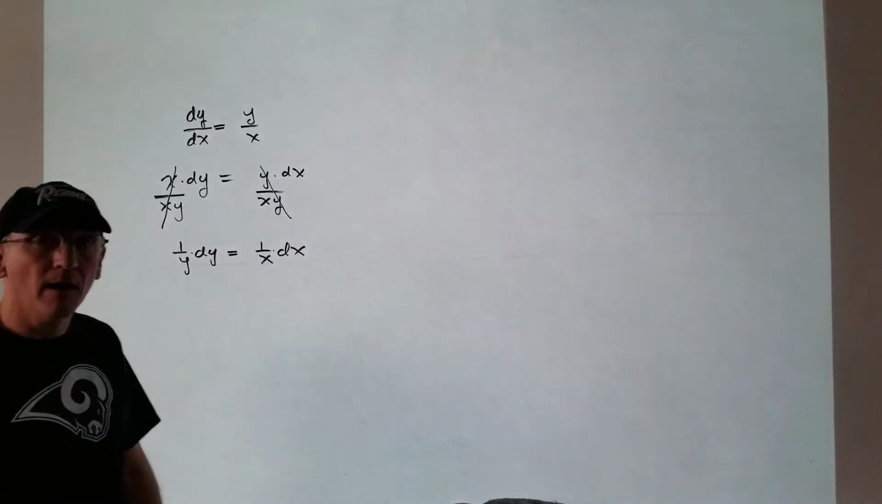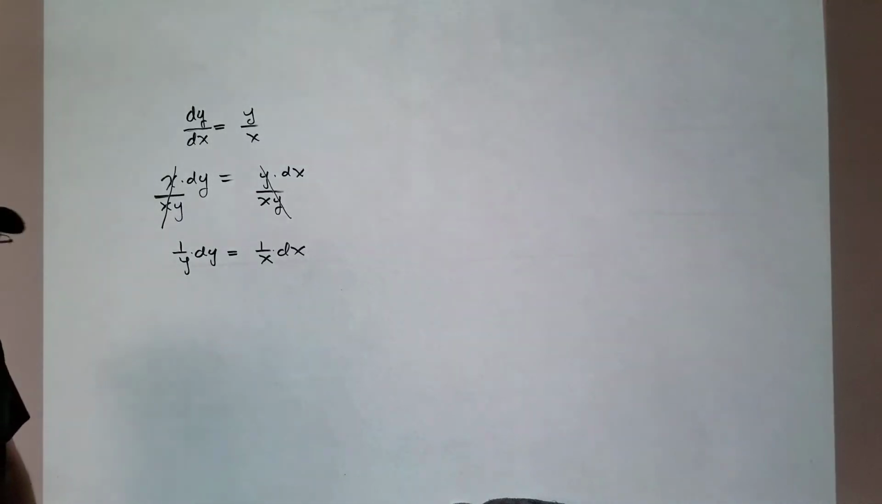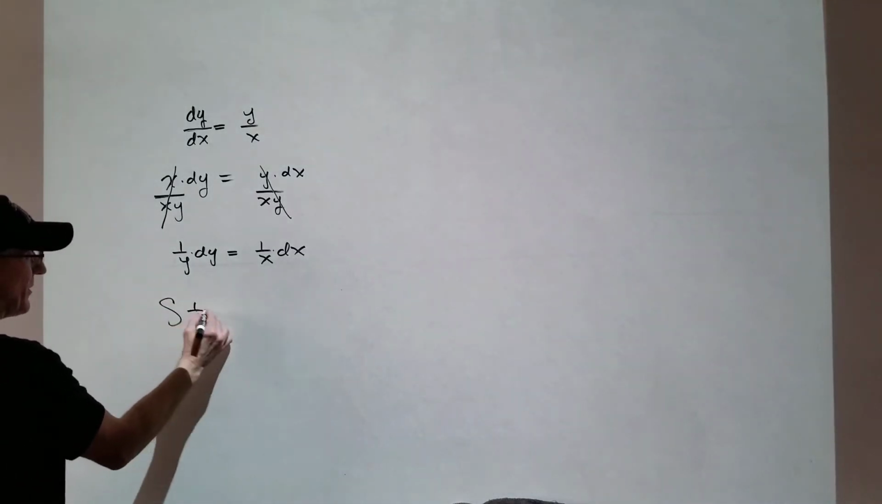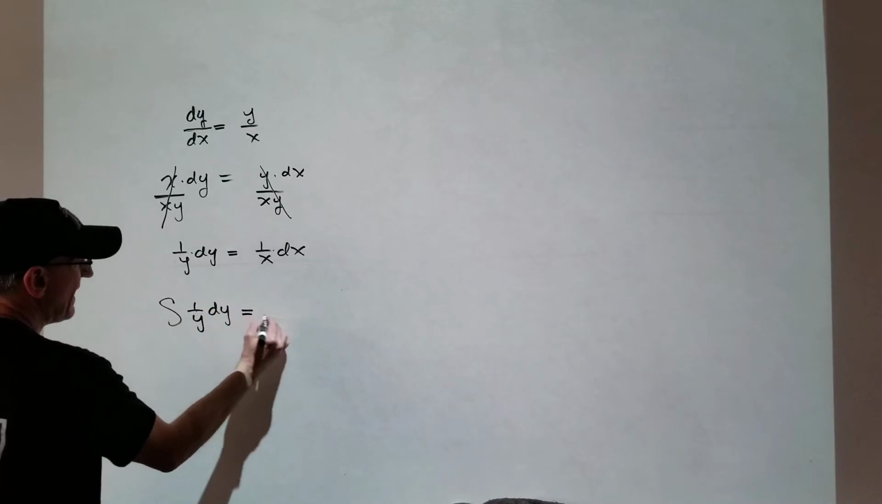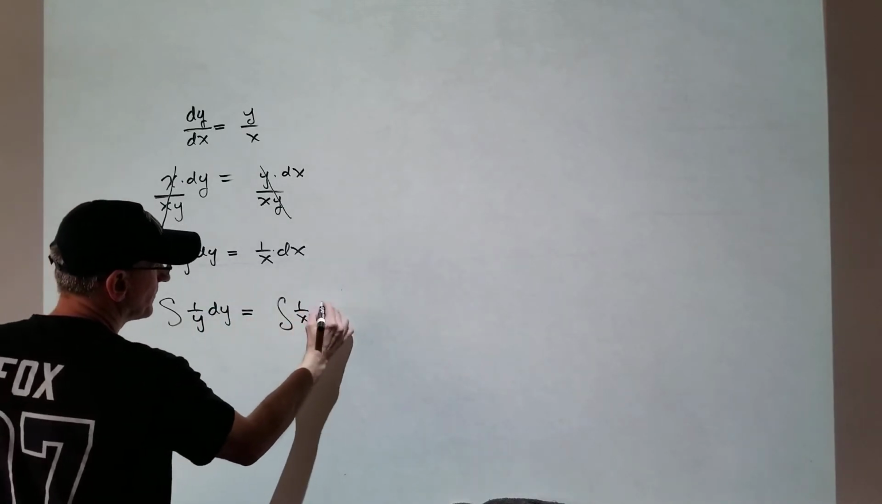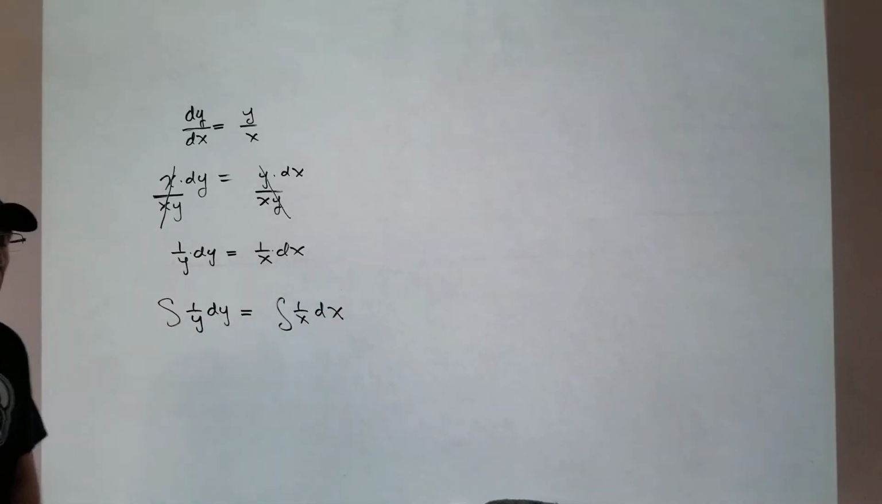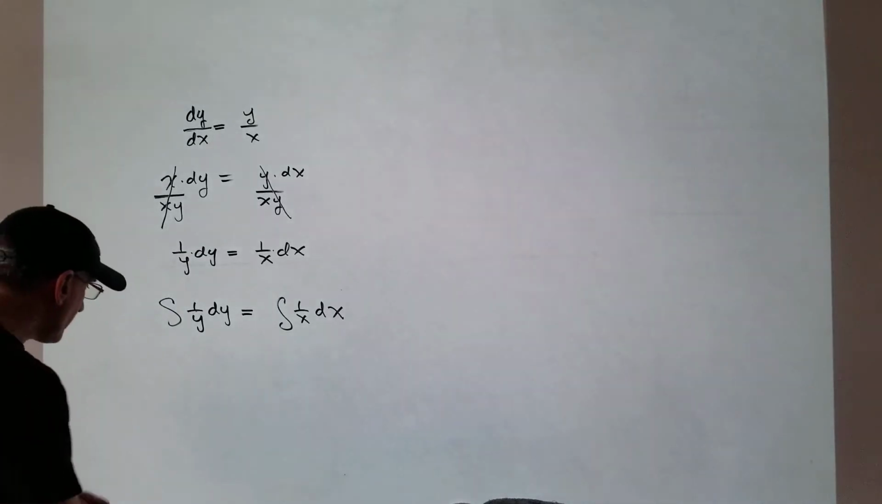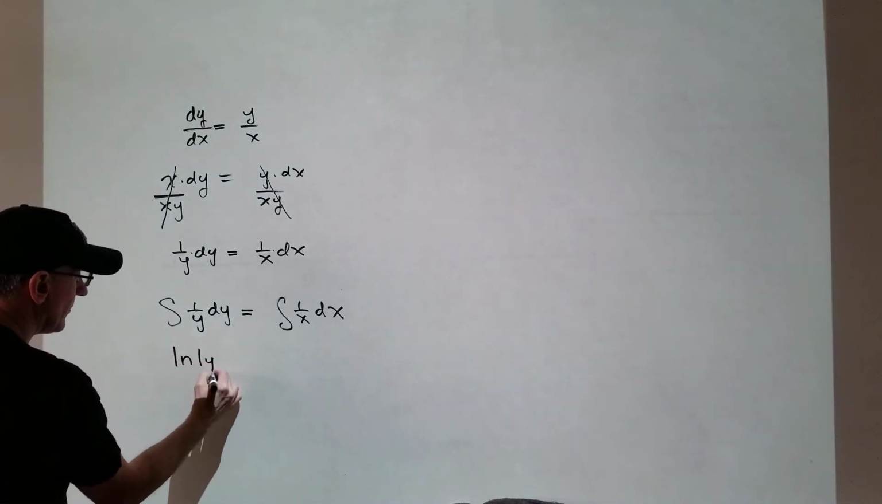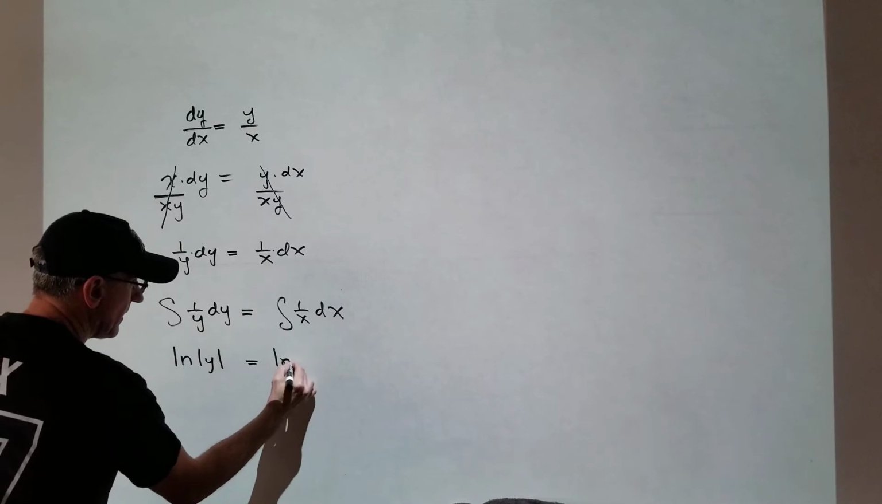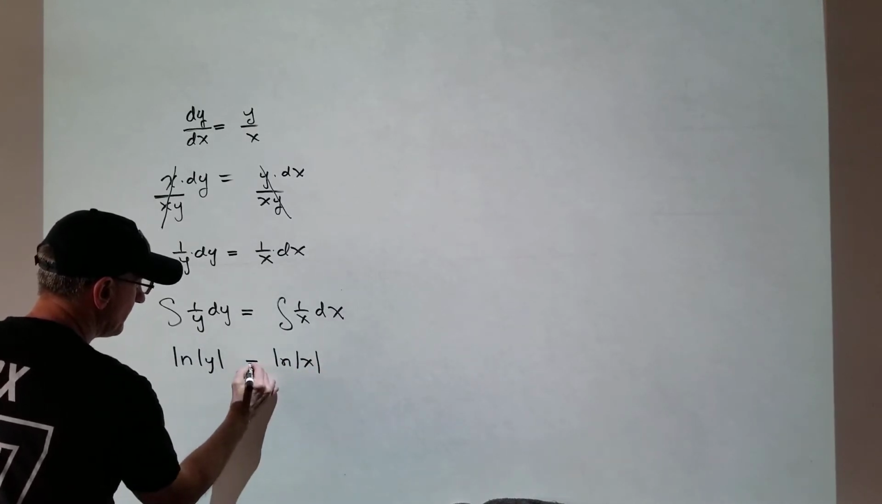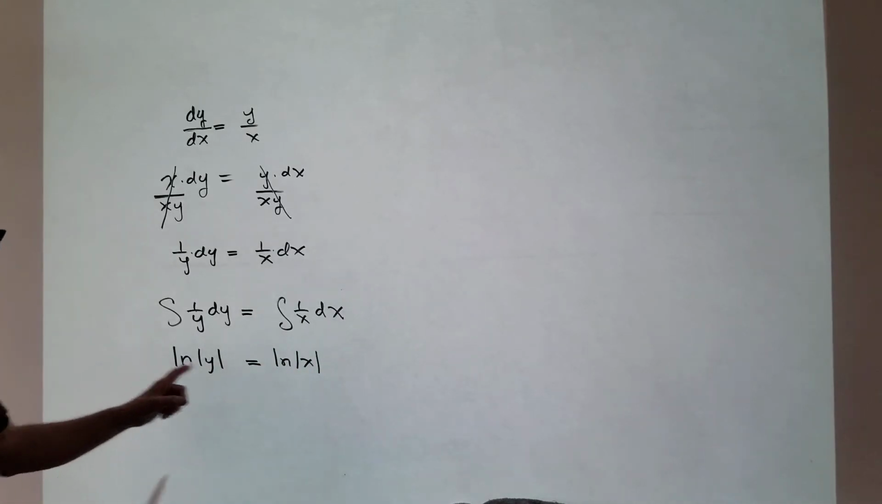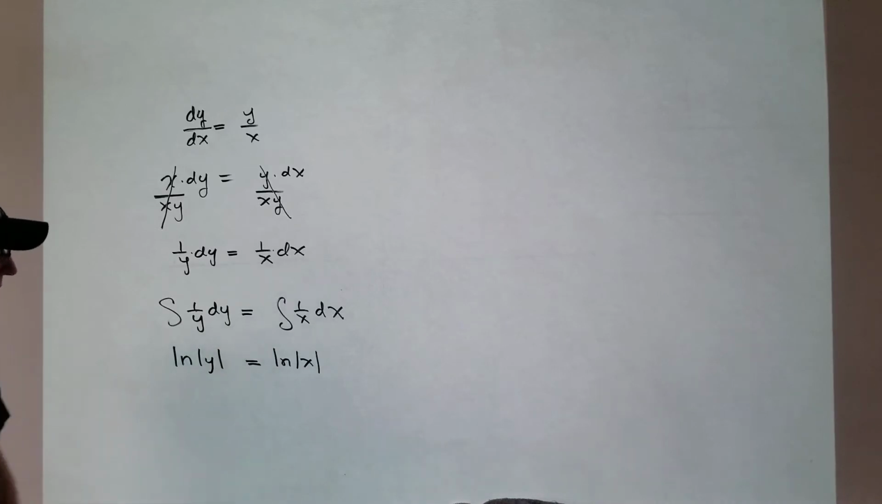So now it's time for antiderivative time. That's right. Antiderivative on the left, antiderivative on the right. And of course, both of these are natural logs. So you get natural log absolute value of y, natural log absolute value of x. And either on the left or the right, and I guess you could put it on both, but it's pointless, put a constant of integration.